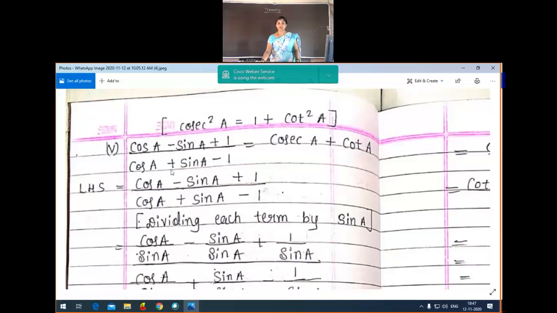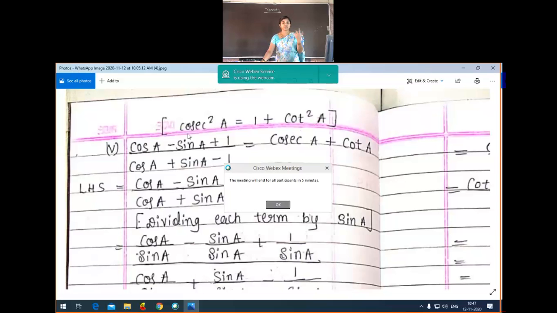So the trick we are using is dividing each term by sin A. So here we are going to divide each term by sin A, so that we can use this identity. Cot form, cosec form and all we need. For cot and cosec, what we need actually, see I got the meeting warning, last 5 minutes. Let us finish this problem, then join with the same link, students.